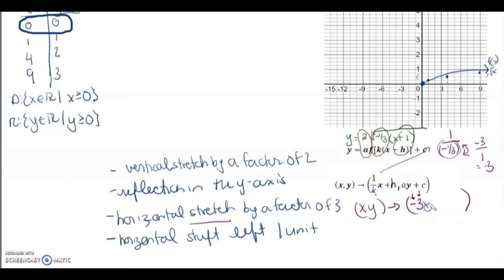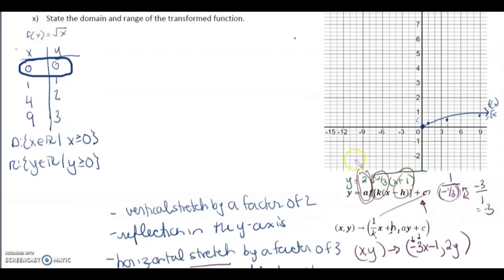Okay, the x comes down. The h, we're going left 1 unit, so it's negative 1. And then ay plus c, the a is 2, so 2y, no c value. We can take that mapping and translate it up here. So for every x value, we're going to multiply it by -3 and then subtract 1. And for every y value, we're going to multiply by 2.